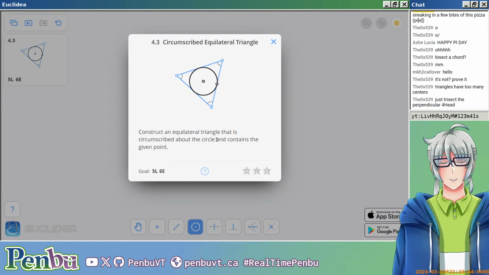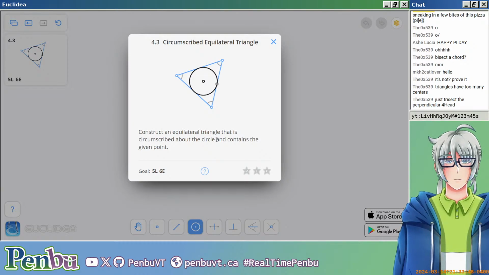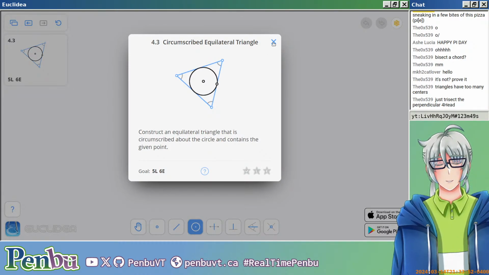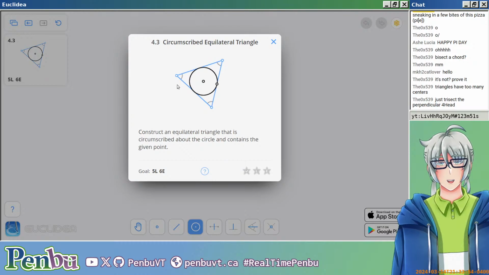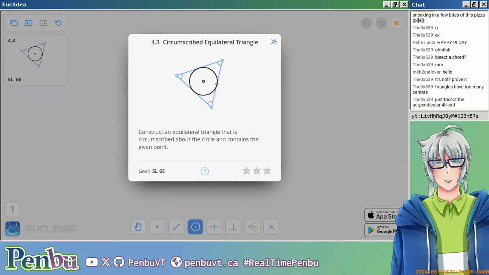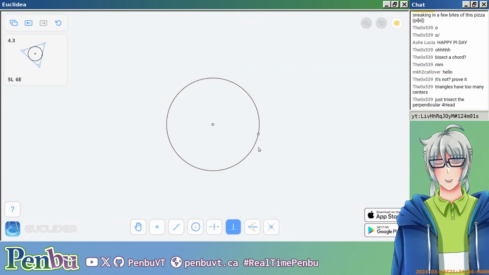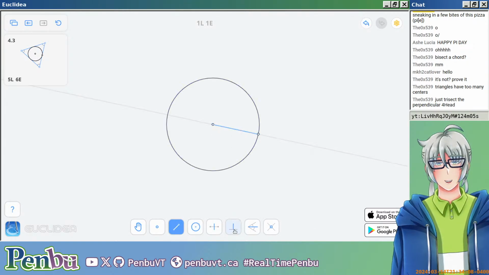Circumscribed equilateral triangle. Construct an equilateral triangle that is circumscribed about the circle and contains the given points. Okay. So we know that these have to be tangents because they only intersect at one point. That's what it means to be circumscribed. So we know that this has to be tangent, which means that we can draw a line here and drop a perpendicular to here, and that's 1.